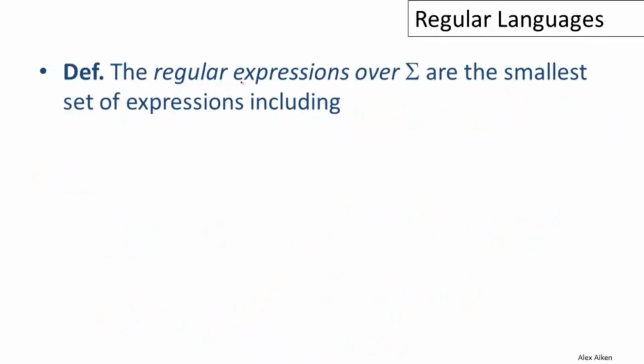To summarize the last couple of slides, the regular expressions over some alphabet sigma are the smallest set of expressions that include the following. Epsilon is always a regular expression. Another possibility is a single character c, where c is an element of our alphabet. This is important: the regular expressions are defined with respect to some alphabet. We have to pick a family of characters that will form the base cases, and here we have one base regular expression for each character in the alphabet.